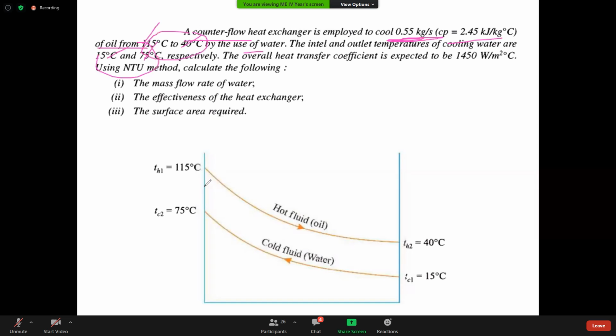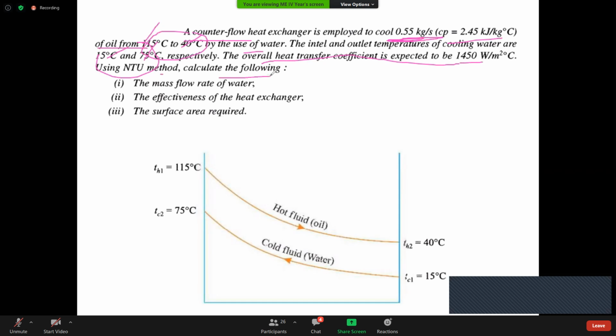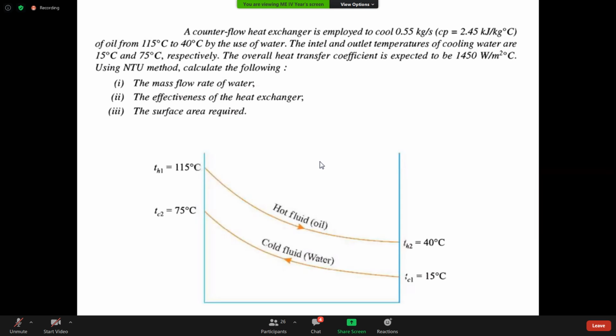So simply we can calculate effectiveness here respectively. The overall heat transfer coefficient is given as 1450 watt per meter square. Using NTU method, calculate the following: the mass flow rate of water, effectiveness of heat exchanger, and surface area required. Surface area required, right? So NTU method you have to calculate. Anyway, the basic equation you can use, Q is equal to so and so. Okay. Now I'll move to the next slide.